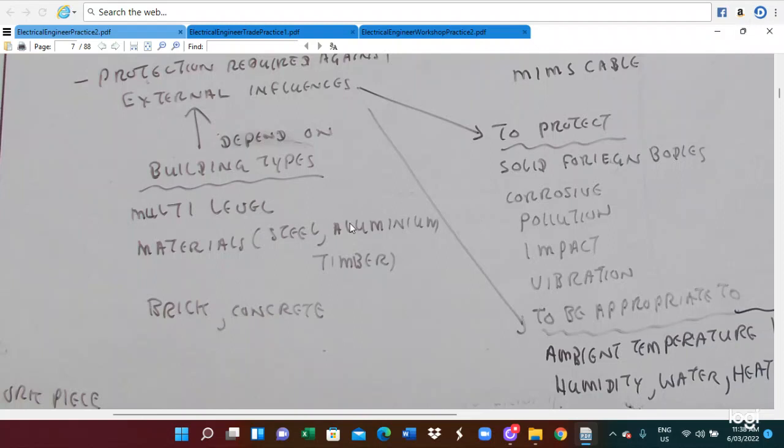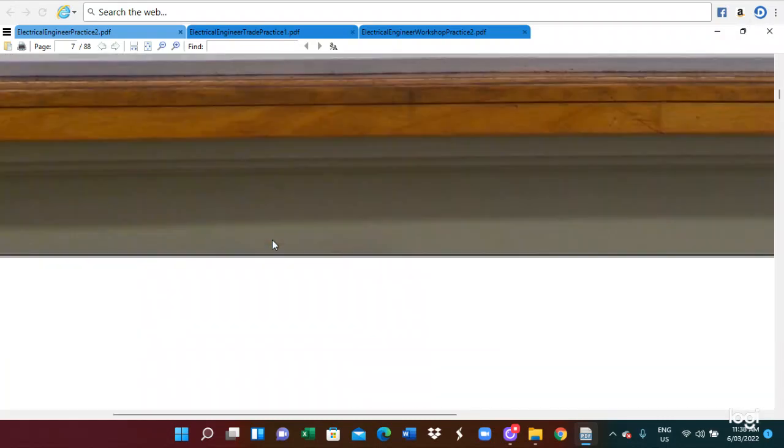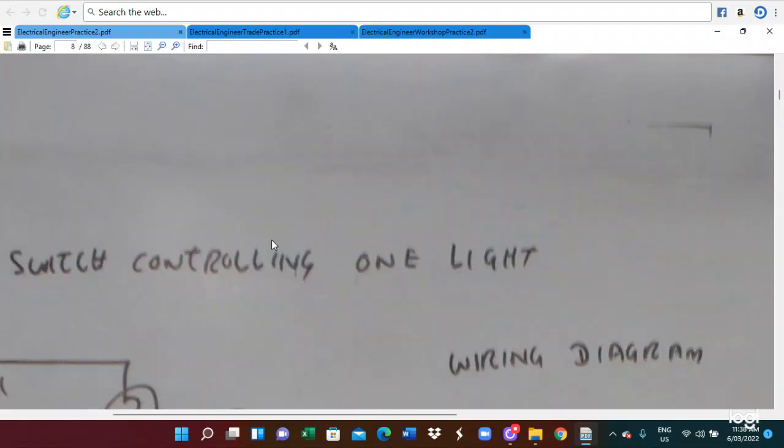Bearing types also influence the wiring system. In this case, multi-level or the material usage: single story, aluminum, timber, brick, or concrete. Those are bearing types, and they influence the appropriate type of wiring system.